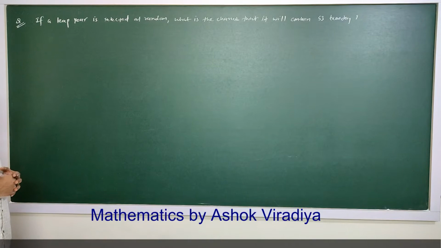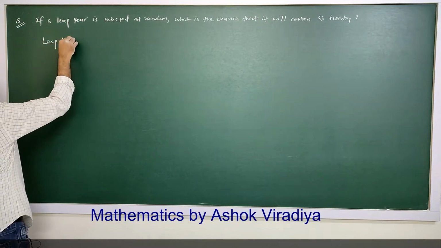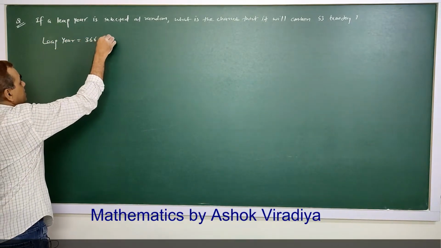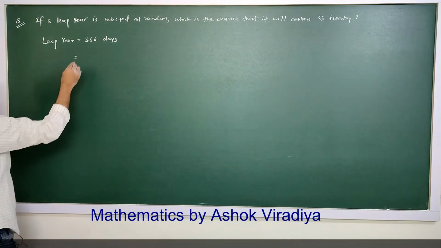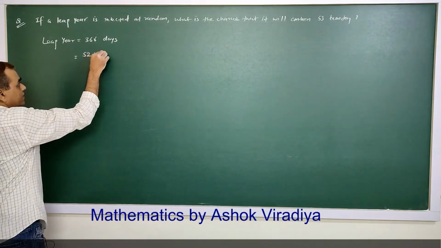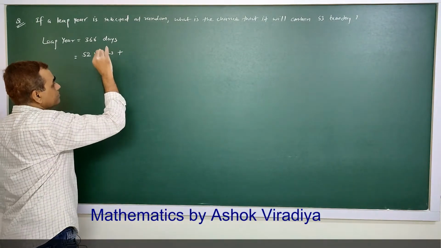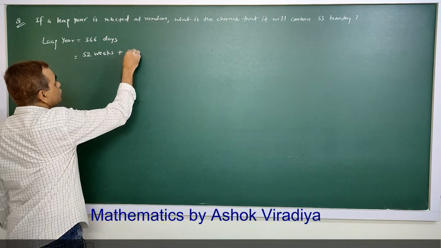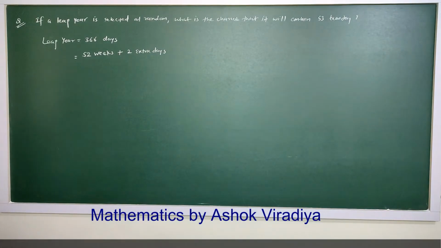A leap year is selected at random. What is the chance that it will contain 53 Tuesdays? Say a leap year, that is 366 days. 366 days, that is 52 weeks plus 2 extra days. 52 weeks plus 2 extra days, that is a leap year.